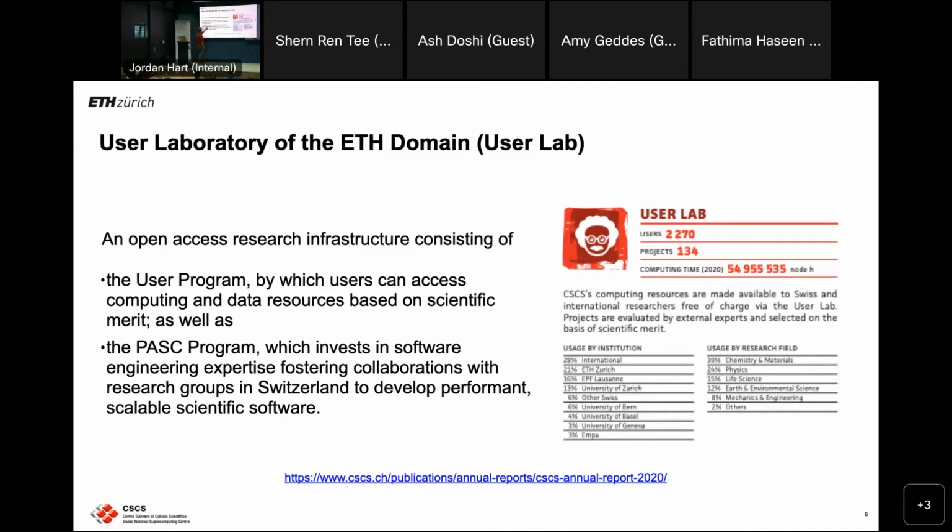And then the second thing is this PASC program, which stands for Platform for Advanced Scientific Computing. I will come back to this. The focus of this program is to enable the research groups in Switzerland to develop HPC software, scalable software that works on advanced architectures. And it's probably one of our smarter investments. It's relatively low compared to the cost of the machines. It's maybe an order of magnitude less.